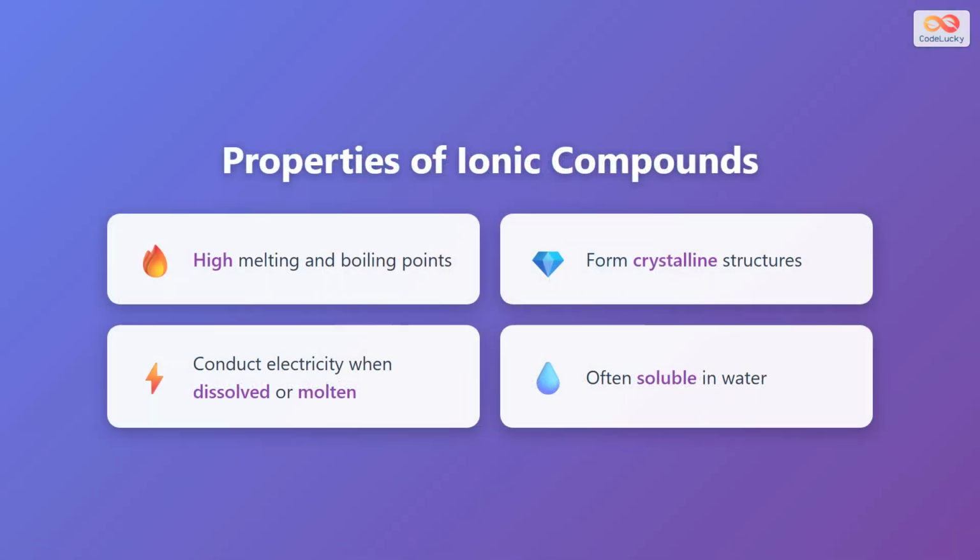Ionic compounds have several distinctive properties due to their bonding structure. First, they have high melting and boiling points because strong electrostatic forces hold the ions together, requiring lots of energy to break them apart. Second, they form crystalline structures where ions arrange themselves in regular, repeating patterns. Third, ionic compounds conduct electricity when dissolved in water or when melted, because the ions become free to move and carry electric charge. Finally, many ionic compounds are soluble in water, meaning they dissolve easily to form solutions.